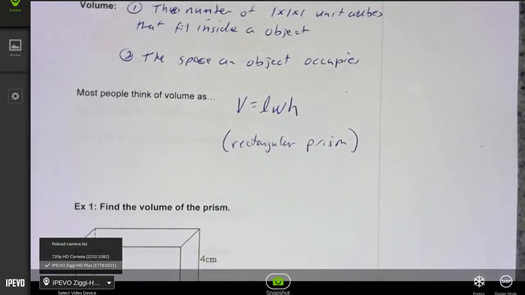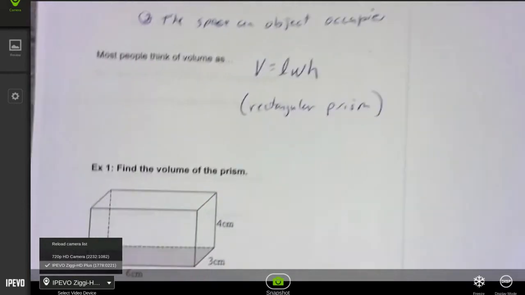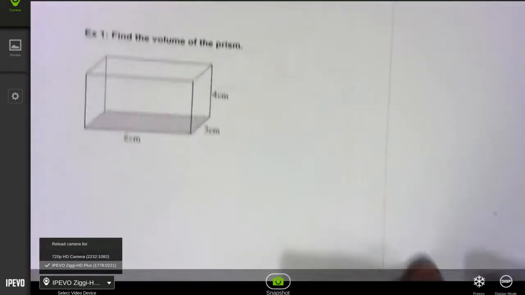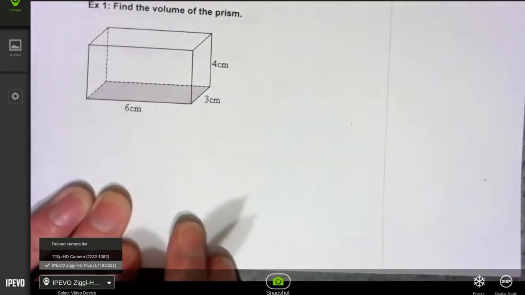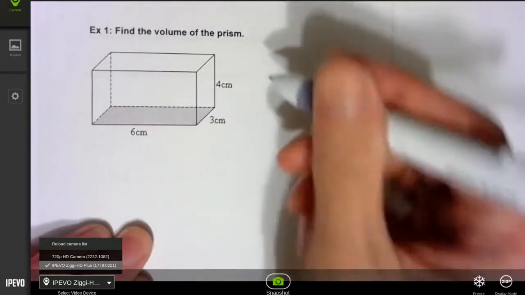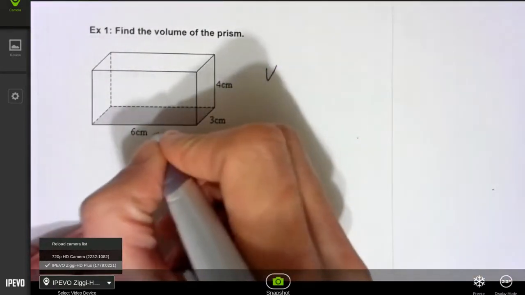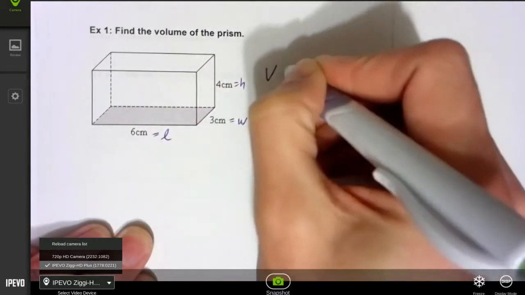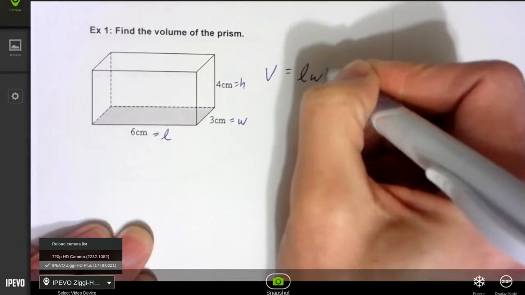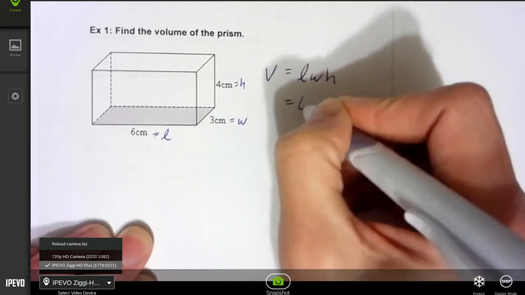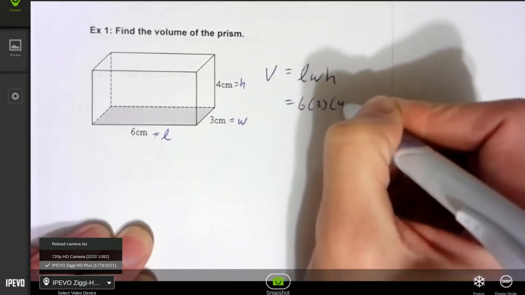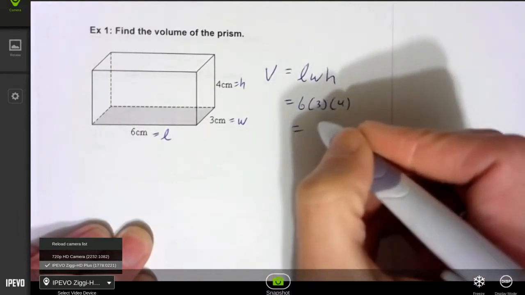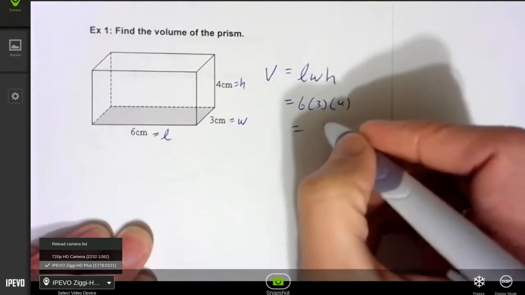Okay, and that's the way you first learn volume. You learned it with rectangular prisms. So a problem like this, if I want the volume, well, my length is there, width is there, and height is there. So if I do length times width times height, I'm going to get 6 times 3 times 4, and 6 times 3 is 18.